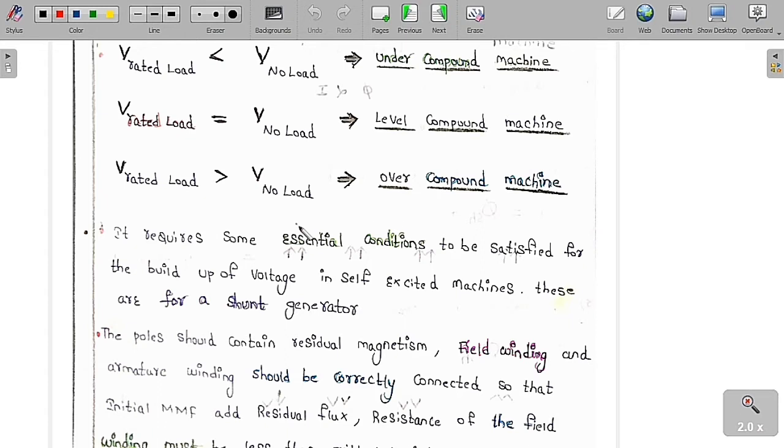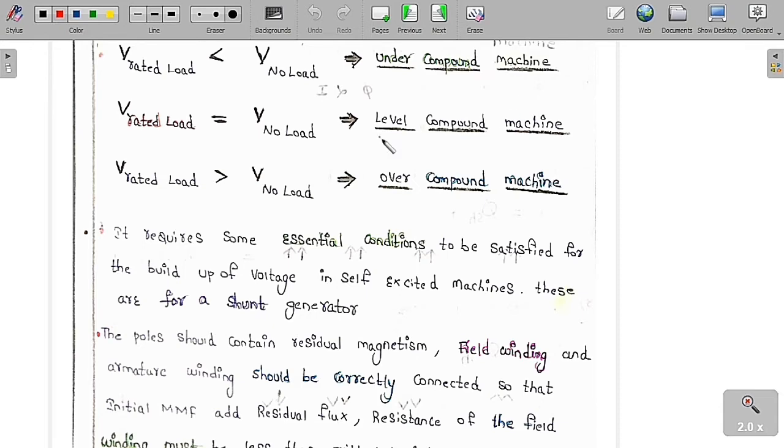So if the voltage at rated load is higher than the no load voltage, it is called an over compound machine. If the voltage at rated load is equal to no load voltage, it is called a level compound machine. If the voltage at rated load is less than the no load voltage, it is called an under compound machine.